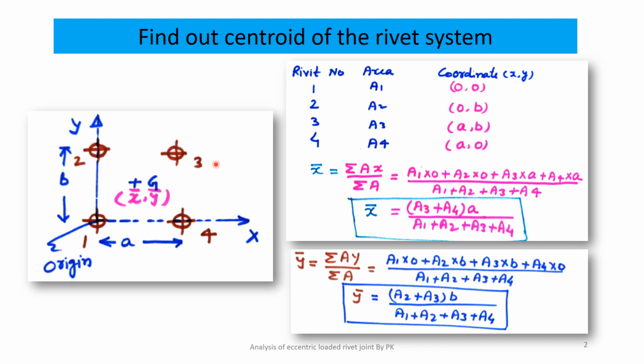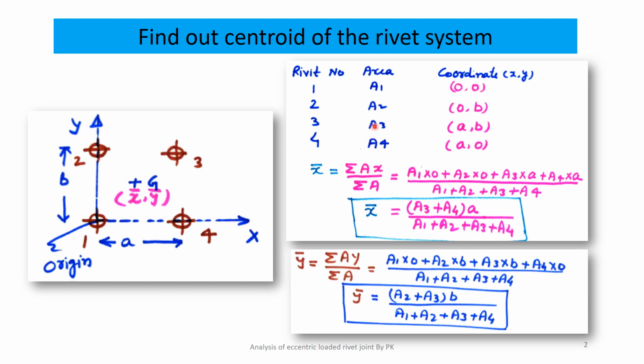The coordinate of the rivet A3 is a and b. So we find out the x coordinate of the centroid. x bar should be equal to summation Ax divided by summation A. Summation Ax is the summation of the product of area into its x coordinate.